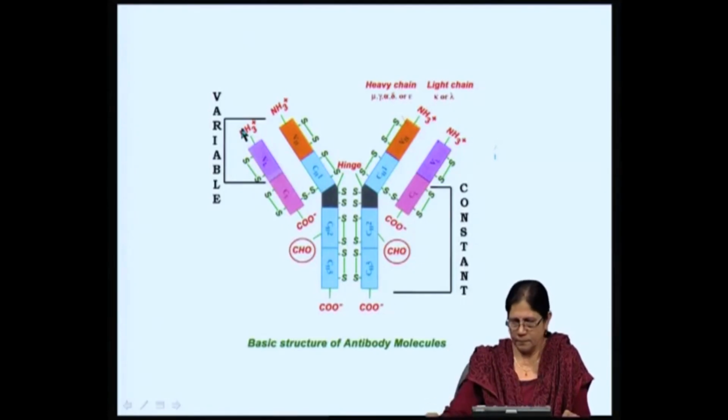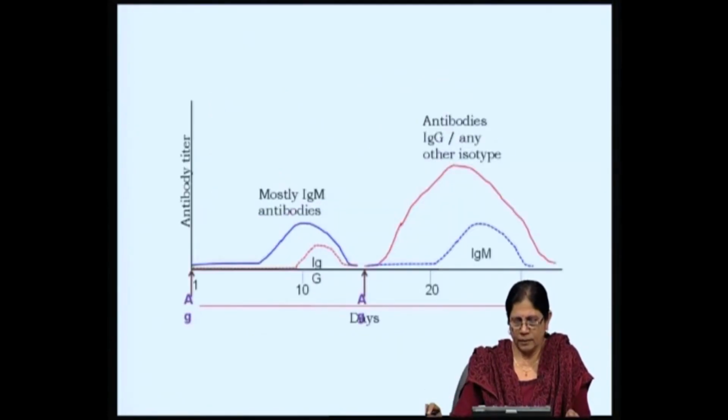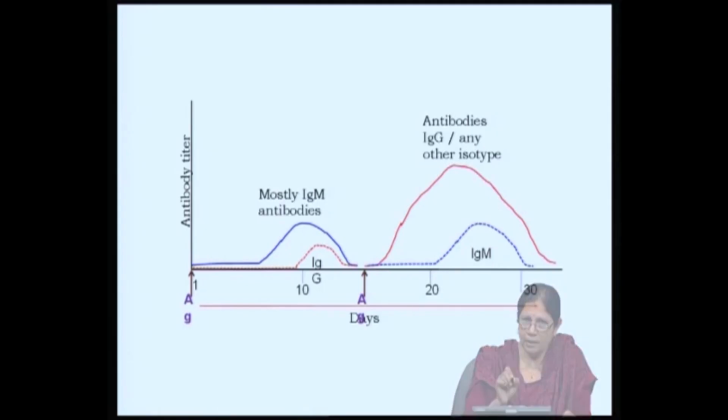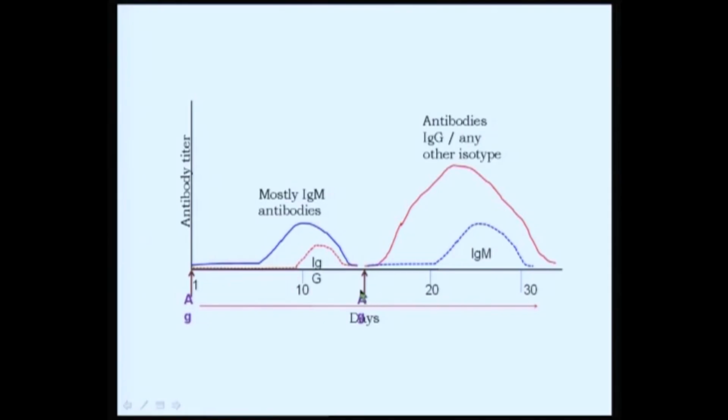Now, before I come to the class switching itself, let us see when does class switching take place. Remember, I have told you that class switching is a phenomenon that happens in case of B cells which are T cell dependent. I will remind you of certain molecules which are required for this class switching, but just let us look at the antibody titer that one can see in response to an antigen.